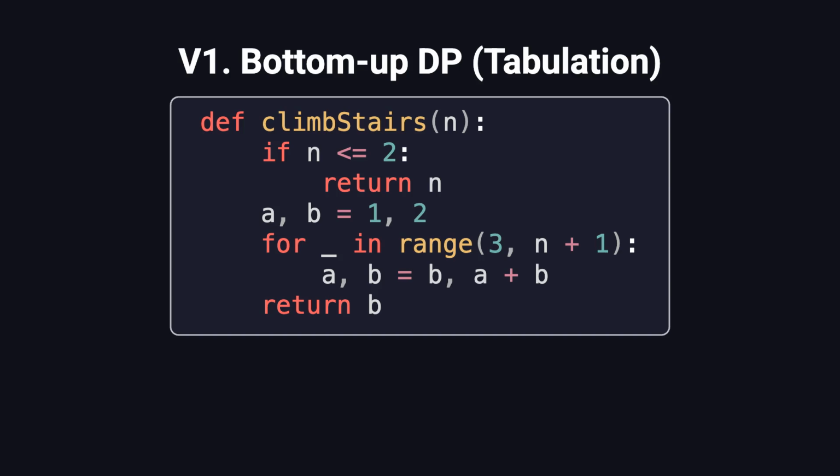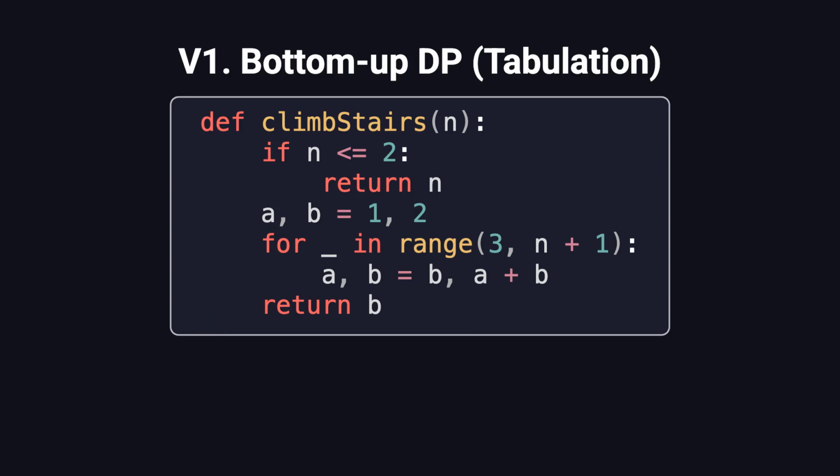Alright, now let's take a look at the code. First, we handle the base cases. If n is 1 or 2, we just return the result right away. Otherwise, we use 2 variables, say a and b, to represent the number of ways to reach step n-2 and step n-1. Then, starting from step 3, we move upward 1 step at a time, all the way to step n. In the end, we return b as the final result, the number of ways to reach the top. This whole process is linear.